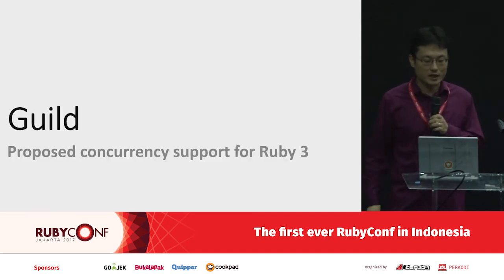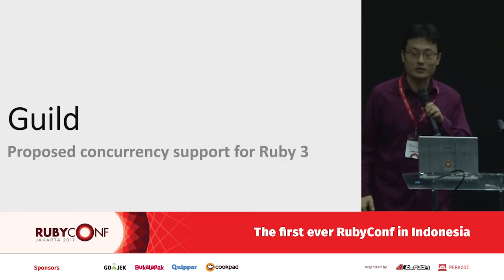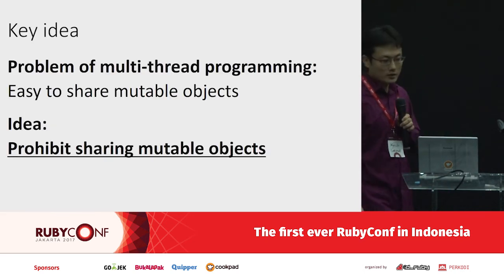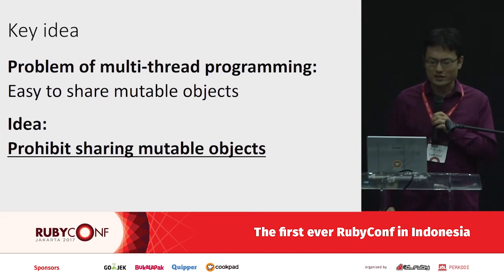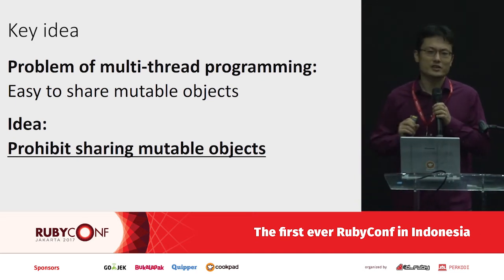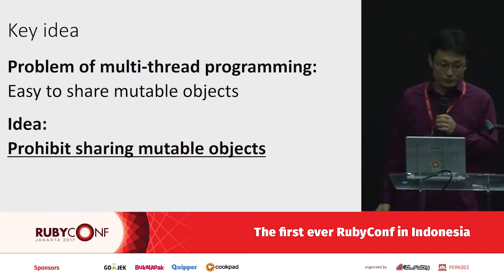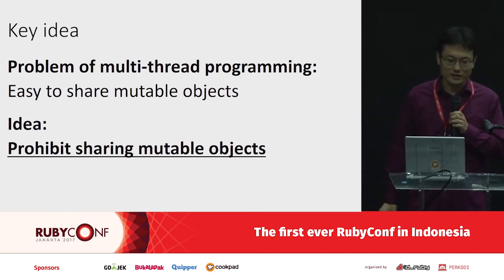The first one is Guild, proposed for Ruby 3. Last year I proposed it. The problem of multi-threading is that it's easy to share objects between threads. So the idea is to prohibit sharing mutable objects.